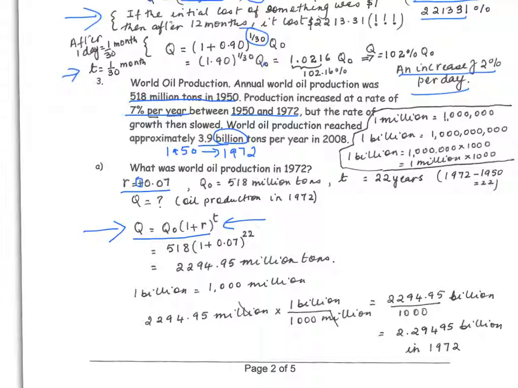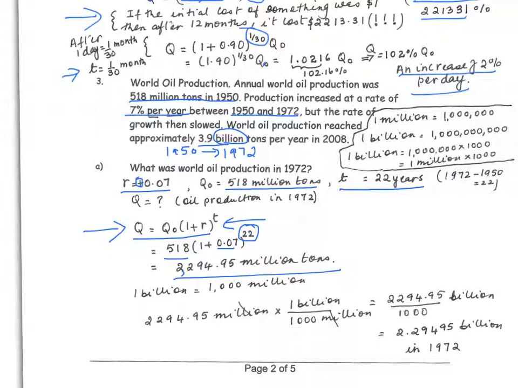Q naught is the oil production at the beginning of time, which is in 1950. We need to figure out the oil production in 22 years, that is in 1972. So 1972 minus 1950 is equal to 22. So using the exponential equation, plugging in the initial value of 518 million tons times 1 plus R, R is the rate, 0.07, to the time, which is 22, we have 2,294.95 million tons.